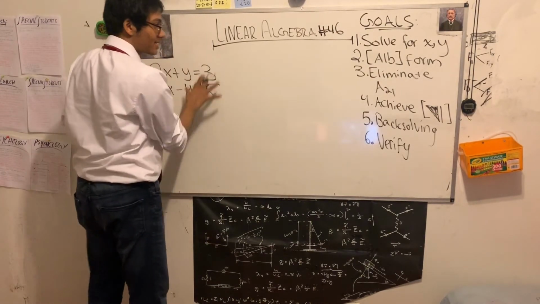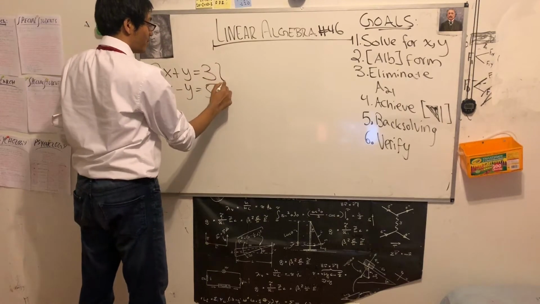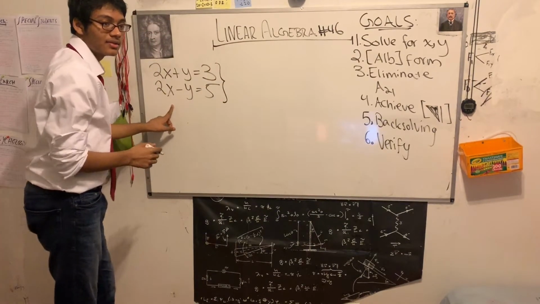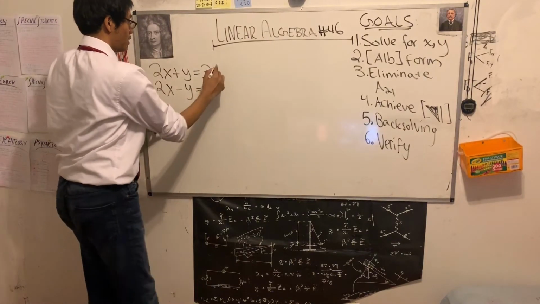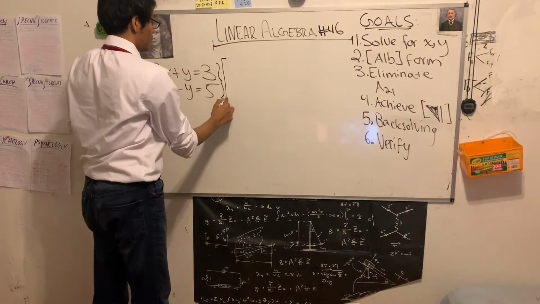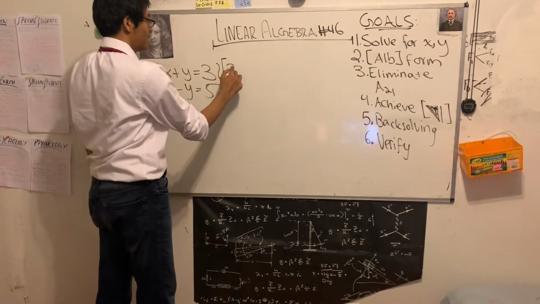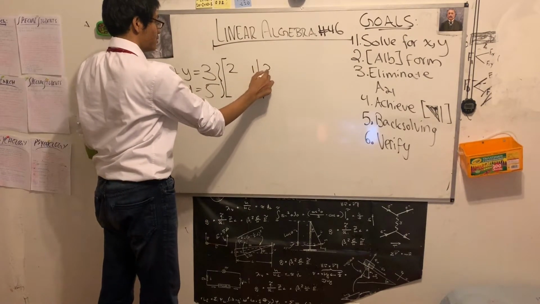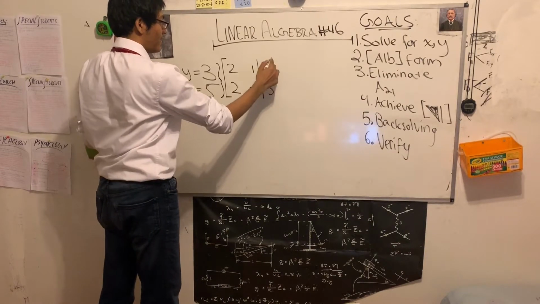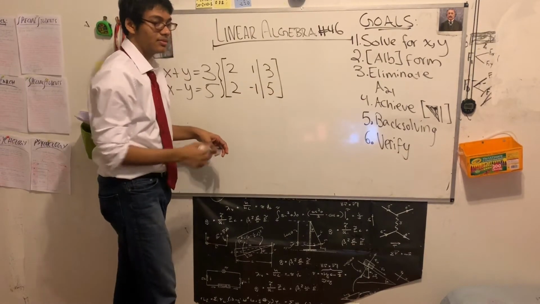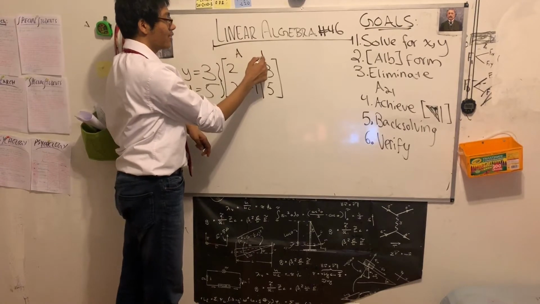See, this is a matrix. So how can I express it in matrix form? So that would be 2, 1, 2, -1, and 3, 5. Perfect. So I just drop in the coefficients, right? 2, 1, and then 3, and then 2, -1, and 5. Okay, let me visualize this. So I call this one A, I call this one B.